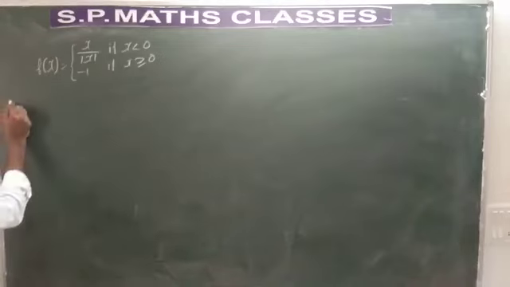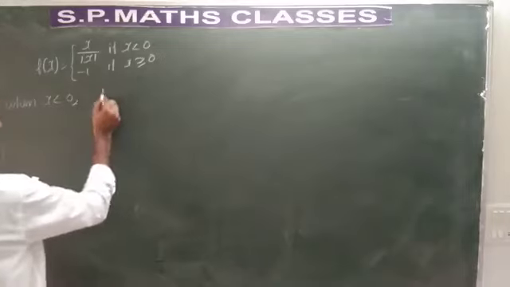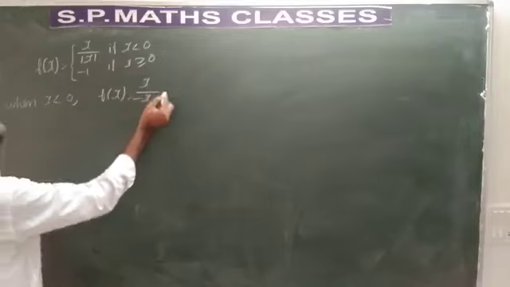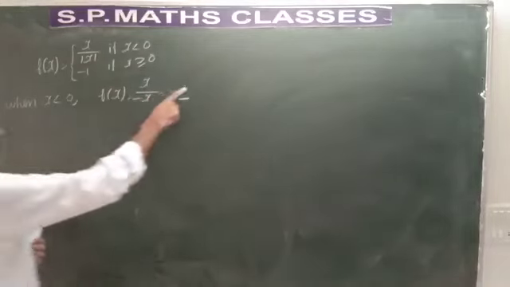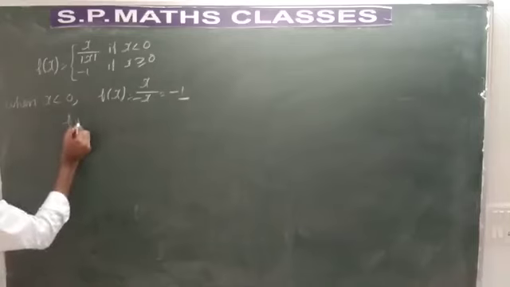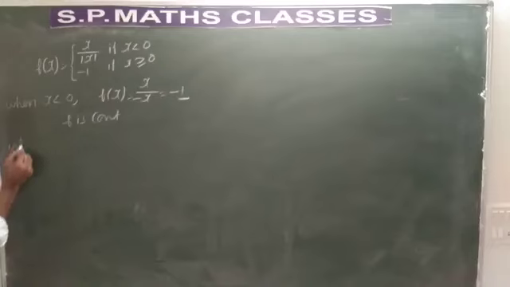Now, let us take first x less than 0. What happens when x is less than 0? f of x will be x divided by minus x, which is minus 1. So minus 1 is a constant function, hence it is said that f is continuous. That's the conclusion we draw from this.